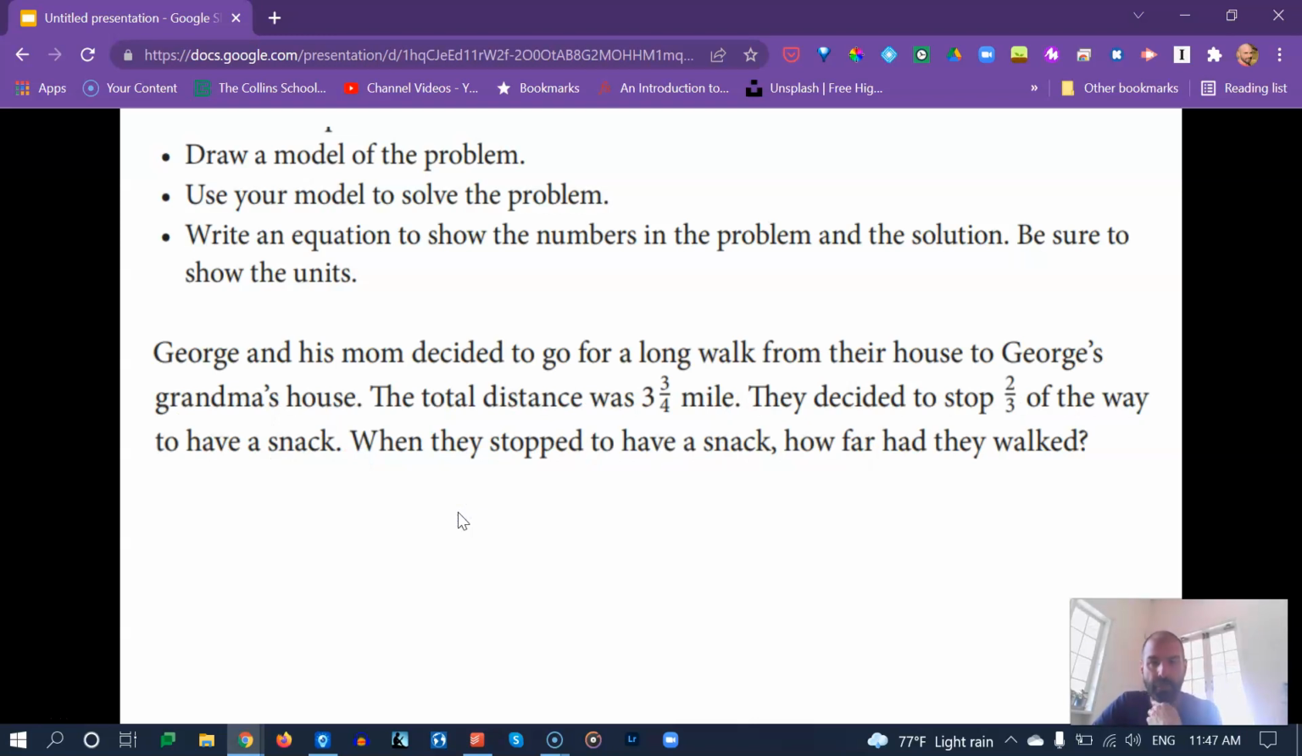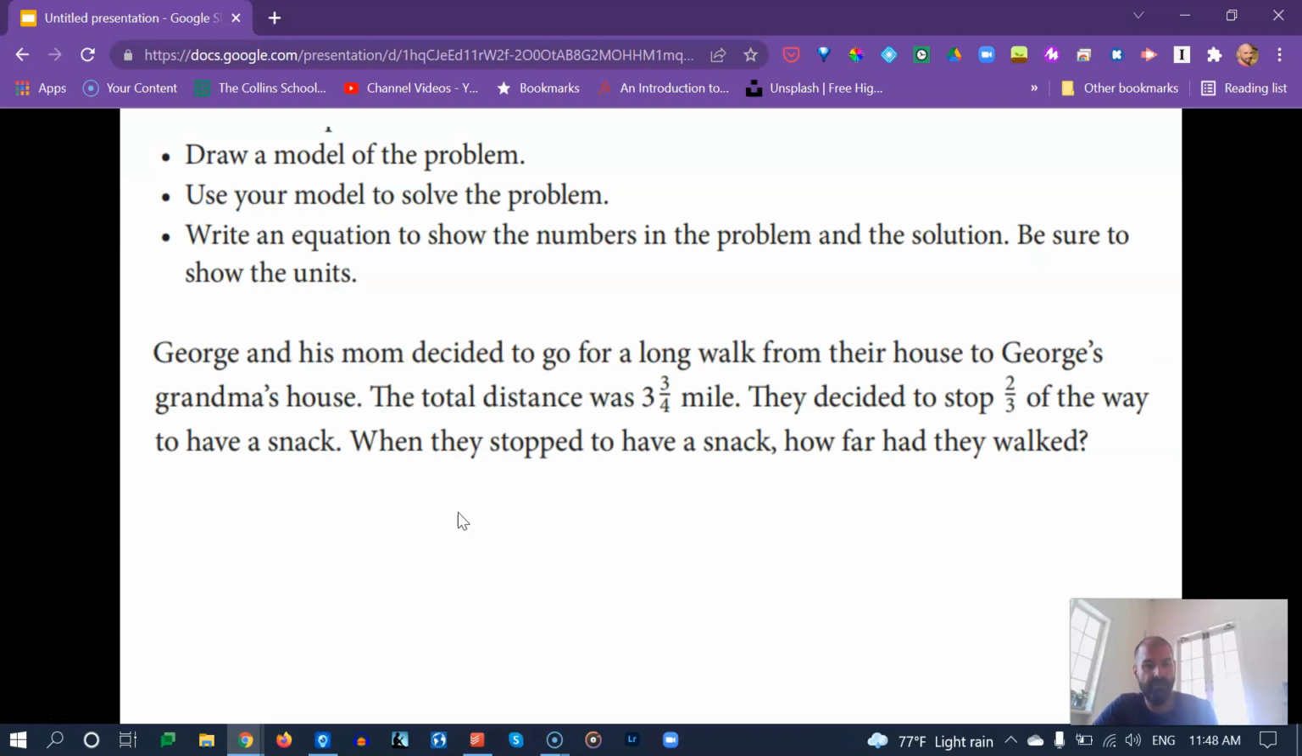George and his mom decide to go for a long walk from their house to George's grandma's house. The total distance was 3 3/4 of a mile. They decided to stop 2/3 of the way to have a snack. When they stopped to have a snack, how far had they gone? So what is that going to look like? Go ahead and draw that out, and then I'm going to draw it out for you. If you want to go through the whole problem, you can, and then go from there. But I will pause after I draw it so you can compare your model with mine.